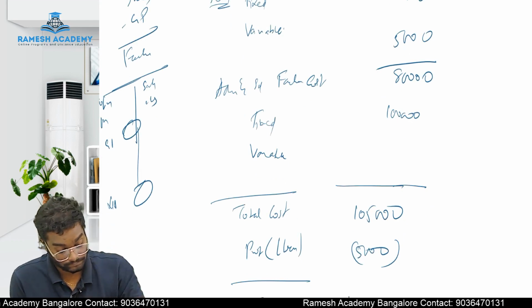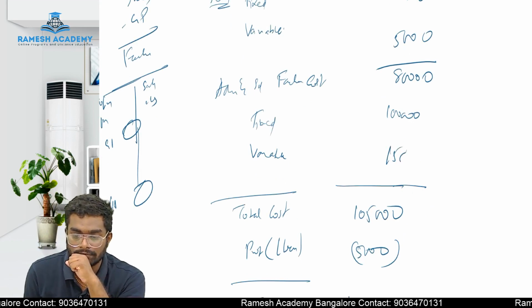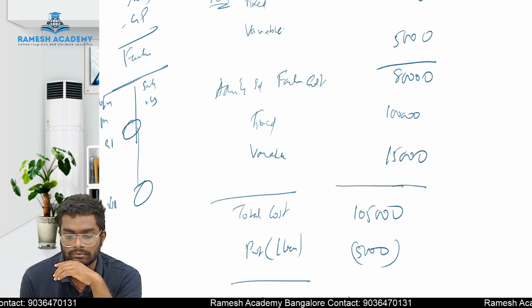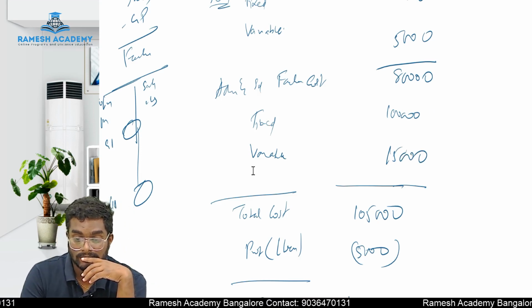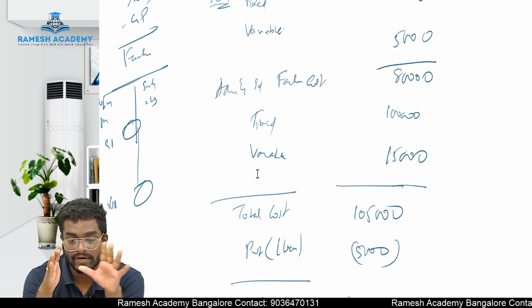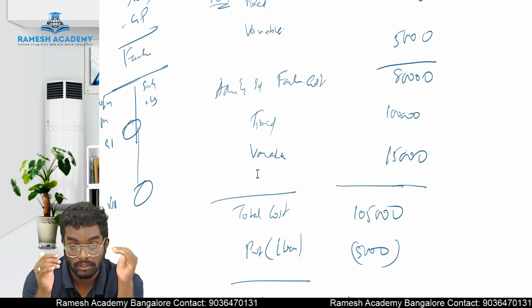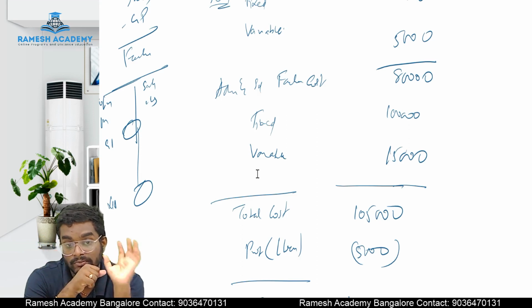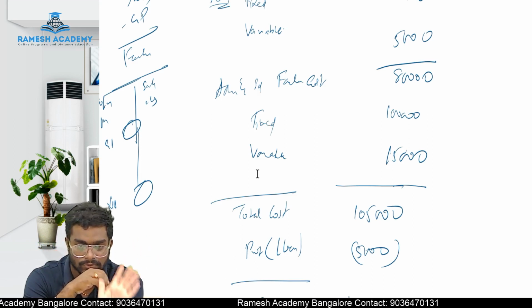Understood? Simple. Now here it will be 15,000, the balancing figure. So now we have found out every expense. See, simple. With the help of GP, I am finding out the factory variable overhead. How? Sales minus gross profit is my factory cost. So 1 lakh minus 20 is 80,000, which is my factory cost.